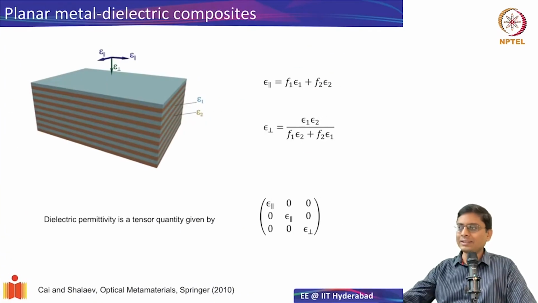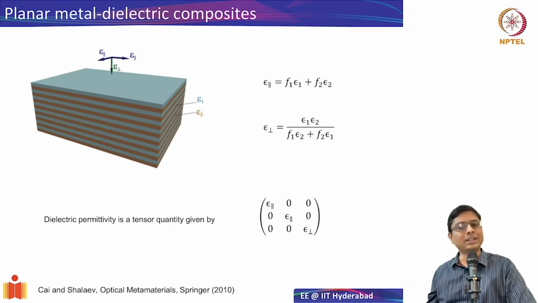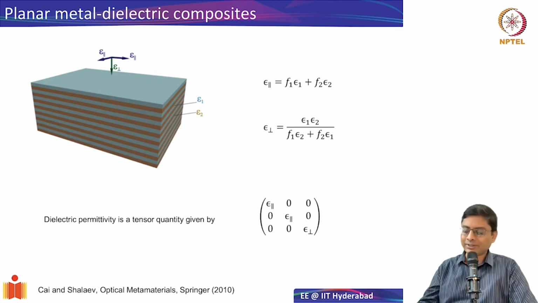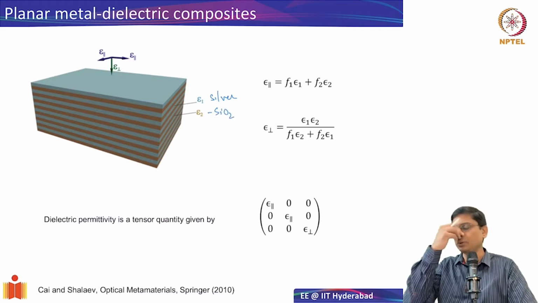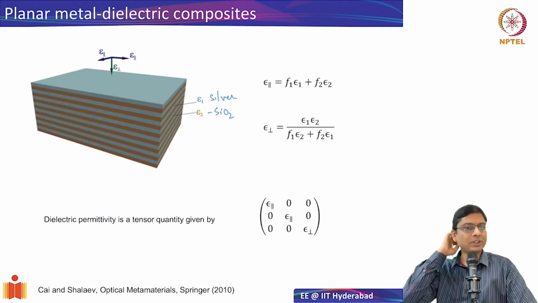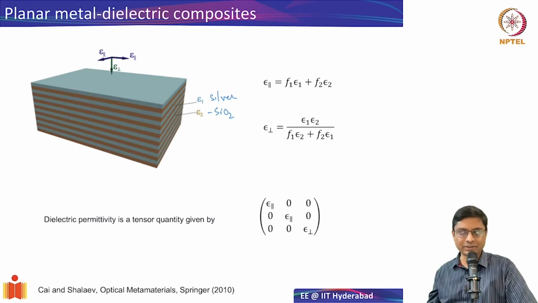A similar example is what is shown here. This is what we will call a planar metal dielectric composite. So I can think of a similar case, in this case maybe epsilon 1 is silver. And epsilon 2, of course, if you have air, you can't have this medium, so I'll put it as a dielectric, maybe something like SiO2. Silver SiO2 composite. So I'll deposit multiple layers of these and I can get a metamaterial like this.